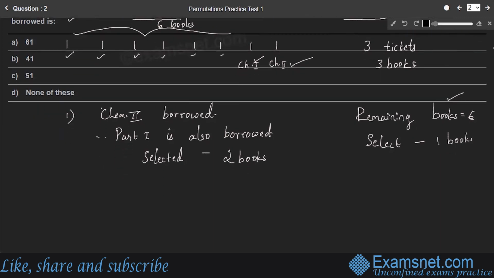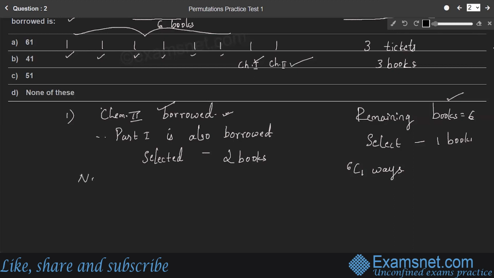That is nothing but 6C1 ways, he can select 1 book, right? So in the first case, chemistry part 2 is borrowed, which means part 1 is also borrowed. That means in only 1 way, he can borrow chemistry part 1 and part 2. This is the only choice, right?